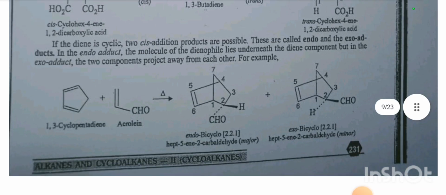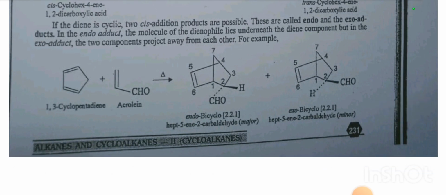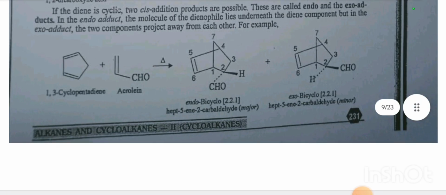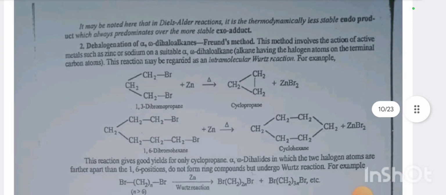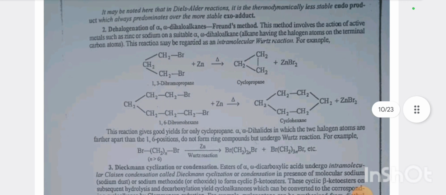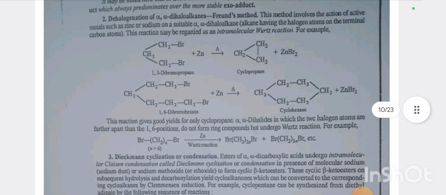If the diene is cyclic, two cis addition products are possible. These are called the endo and the exo adducts. In the endo adduct, the substituents of the dienophile lie underneath the diene component, but in the exo adduct the components project away from each other. It may be noted here that in the Diels-Alder reaction, the endo product, though thermodynamically less stable, always predominates over the more stable exo product.